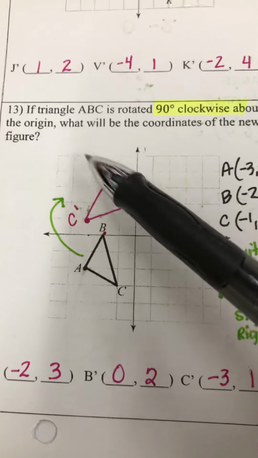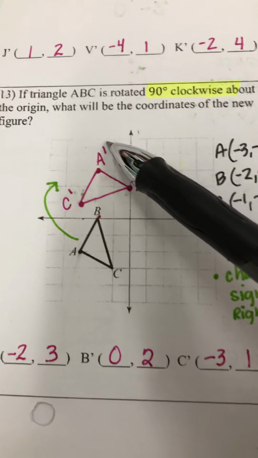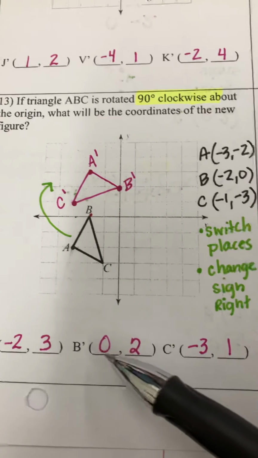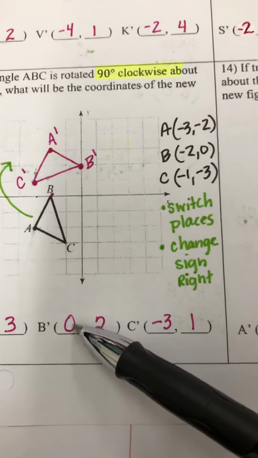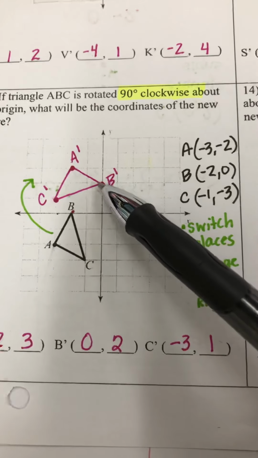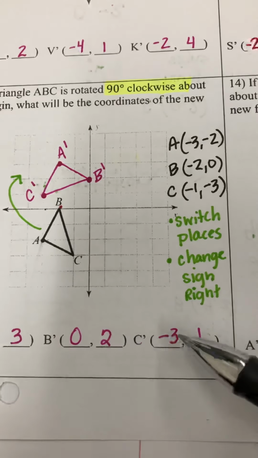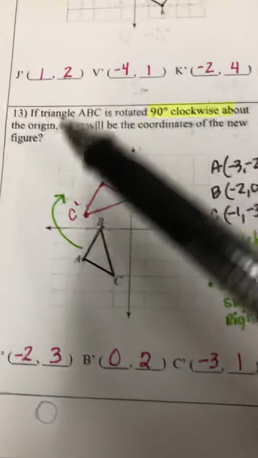I knew it was going to end up in this second quadrant, so I knew the points had to be negative, positive. Remember, if it's 0, it doesn't really count as a negative, but if it's on that y-axis, it's going to be 0. And that was positive, and then this one was negative, positive.